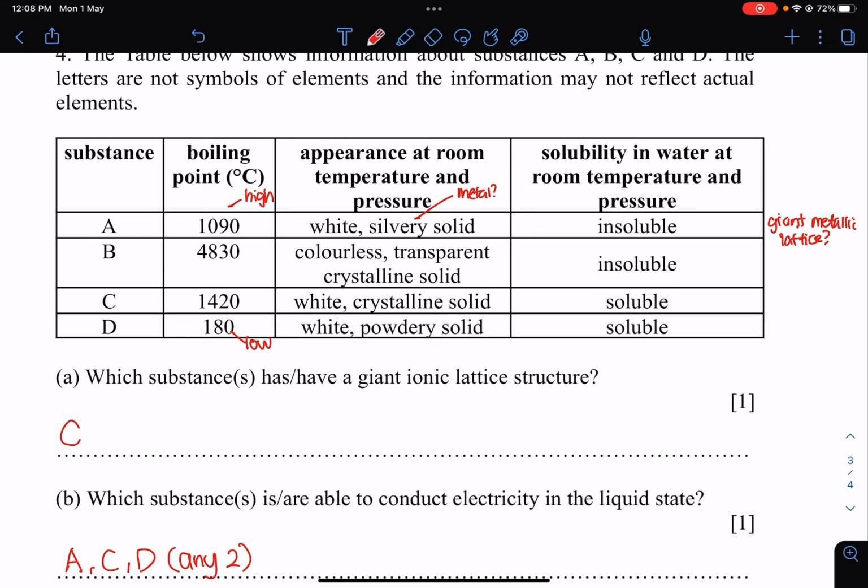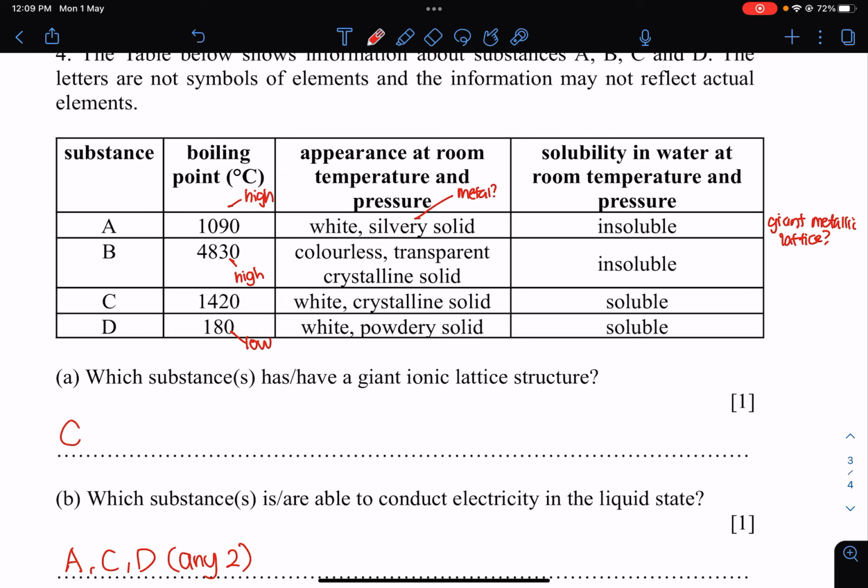Next, let's look at B. Definitely high boiling and melting point, and they tell you that it's a colorless, transparent, crystalline solid. At this stage, you probably will not be able to tell based on the appearance what kind of structure or bonding there will be. So maybe we'll just skip over this first and focus on the solubility. Remember it's insoluble in water at room temperature and pressure, which means it cannot be a giant ionic. It could be a simple molecular, but remember the boiling point is so high.